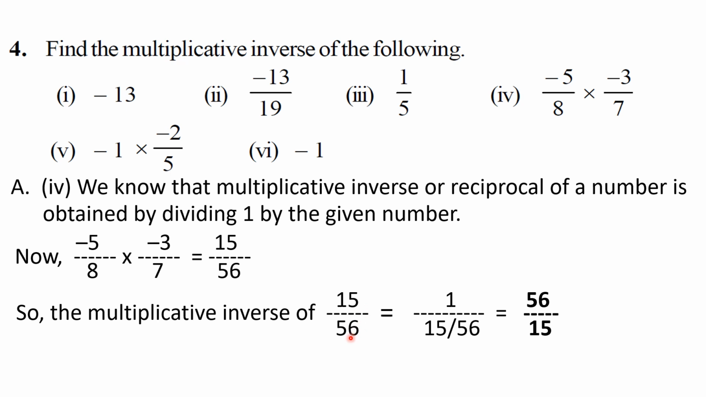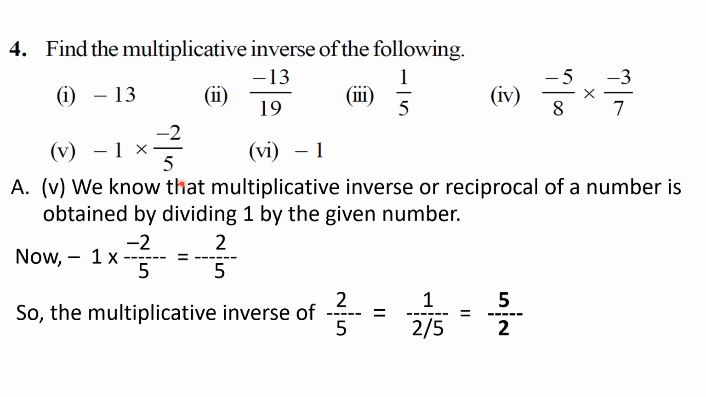By now you must have noticed something, that we can obtain the multiplicative inverse orally as well. What we do is, we simply interchange the positions of the numbers. That means the number which is at the numerator goes at the denominator, and the number which is at the denominator goes at the numerator. So 15 comes down and 56 comes up. That's all. So in finding the multiplicative inverse, we merely change the positions of the numbers at denominator and numerator. Okay.